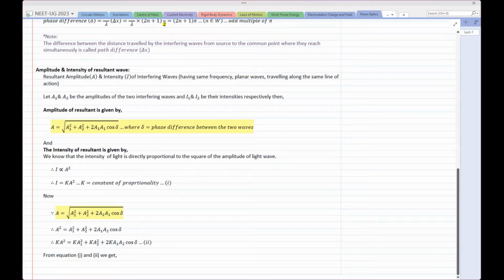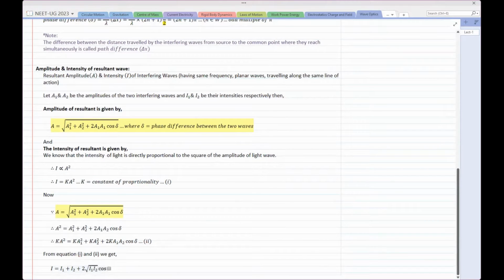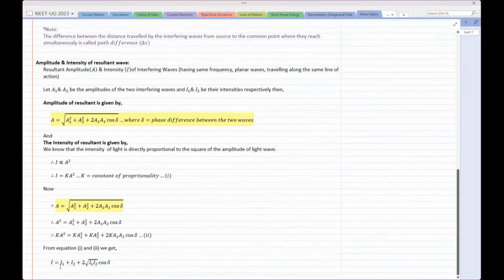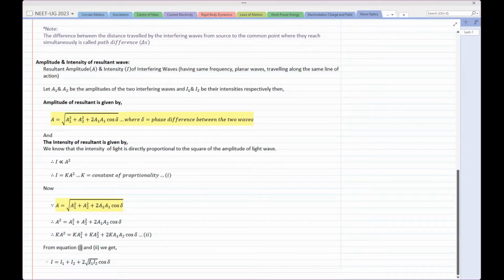What do we get here? We can directly write I. This is I, not I1 square now, because I is K A square. So this becomes I is equal to I1, right? Plus I2 plus, now that thing becomes 2 root K A1, root K A2, that becomes 2 times root of I1 and I2, definitely I2 will also be in root, cos delta. So this is the way we get the intensity expression. Okay. So this expression gives us the intensity of the resulting wave under the given condition.